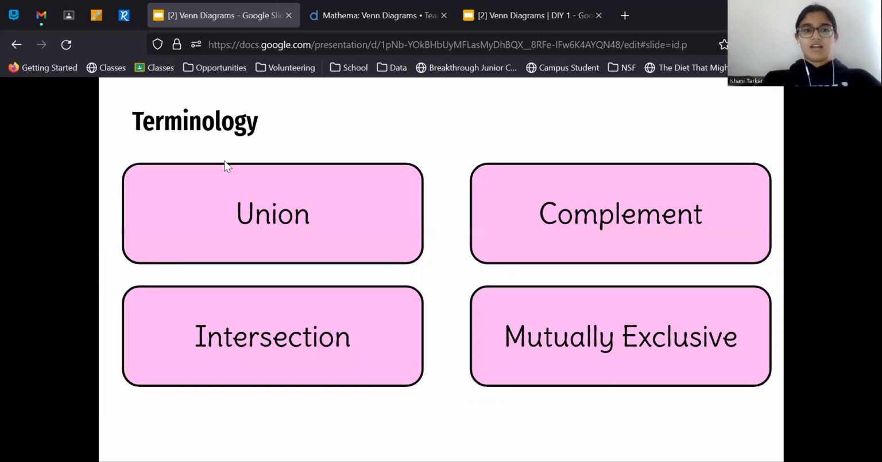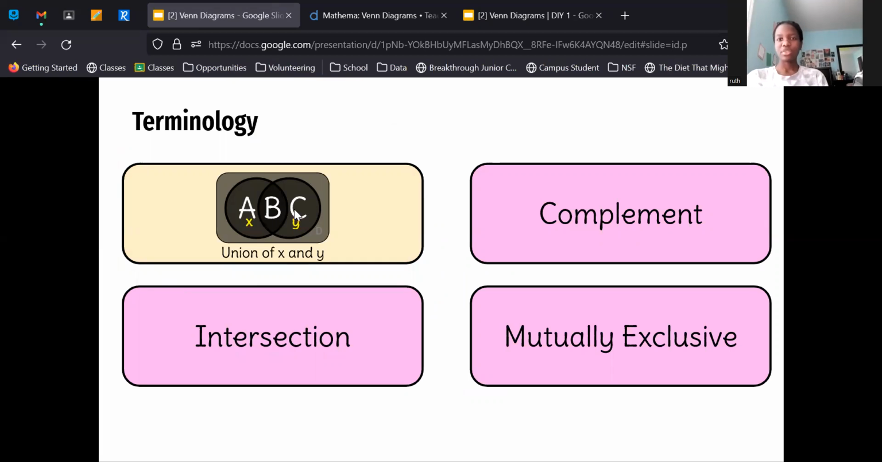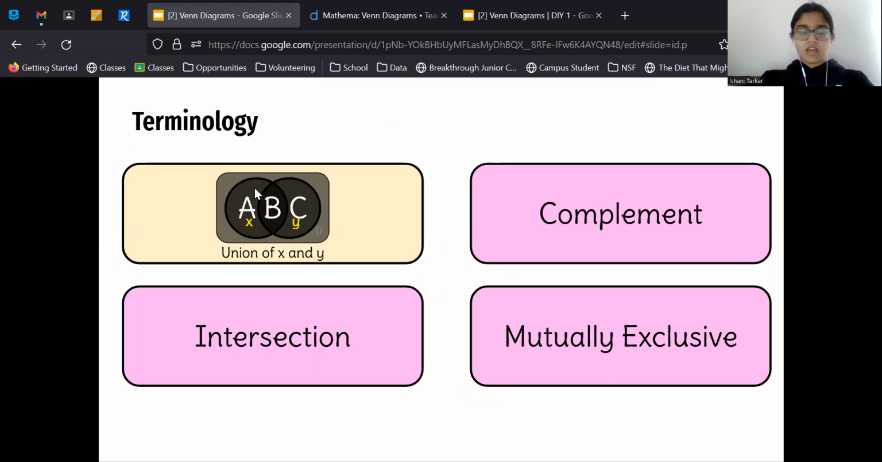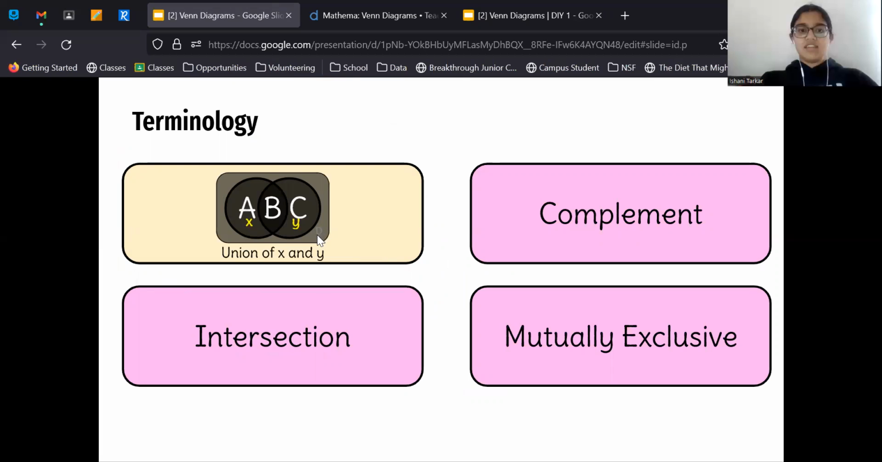Okay. Ruth, do you want to? Yeah, so for terminology, there's union. The union of X and Y is B. Sorry, the union of X and Y would be A, B, and C. So it's like the combination of the two circles. You can see D is the outer area that's grayed out because it's not included in the union.